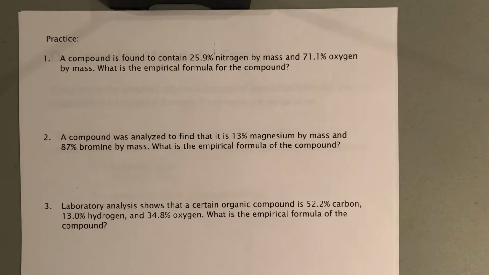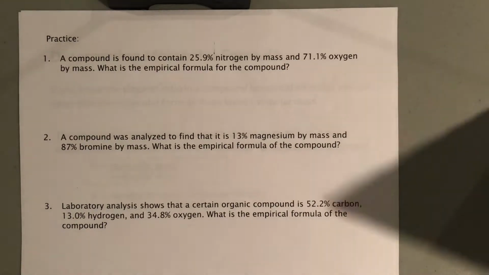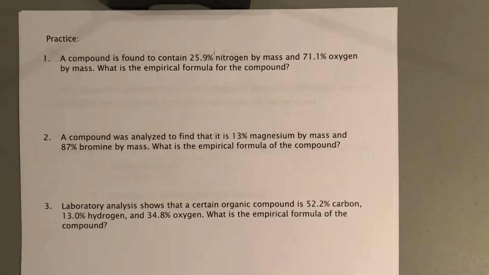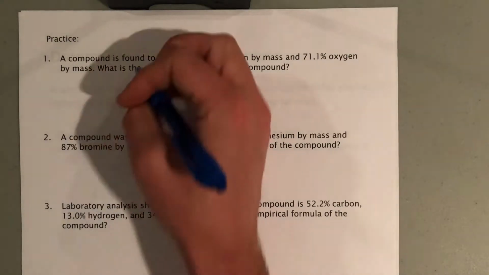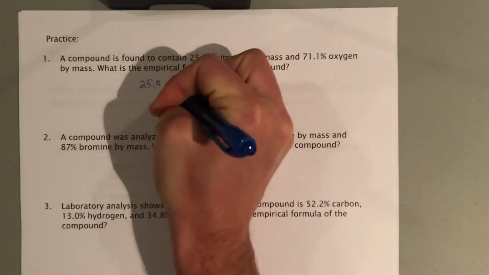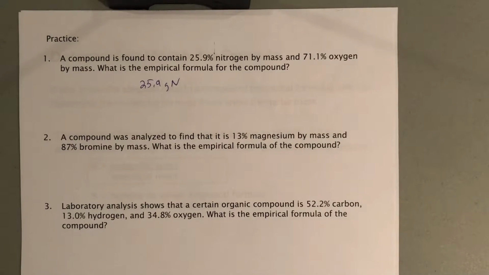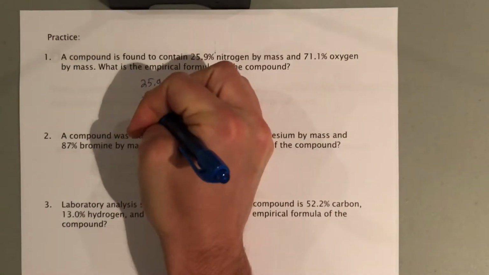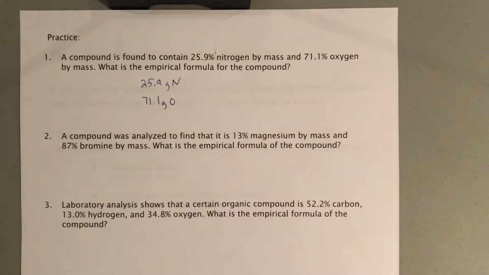If we look at another example similar to this, for the first problem here, it tells us the compound is found to contain 25.9 grams of nitrogen by mass and 71.1% oxygen by mass. What is the empirical formula? Again, percentages tell us our grams. So we have 25.9 grams of nitrogen and 71.1 grams of oxygen.